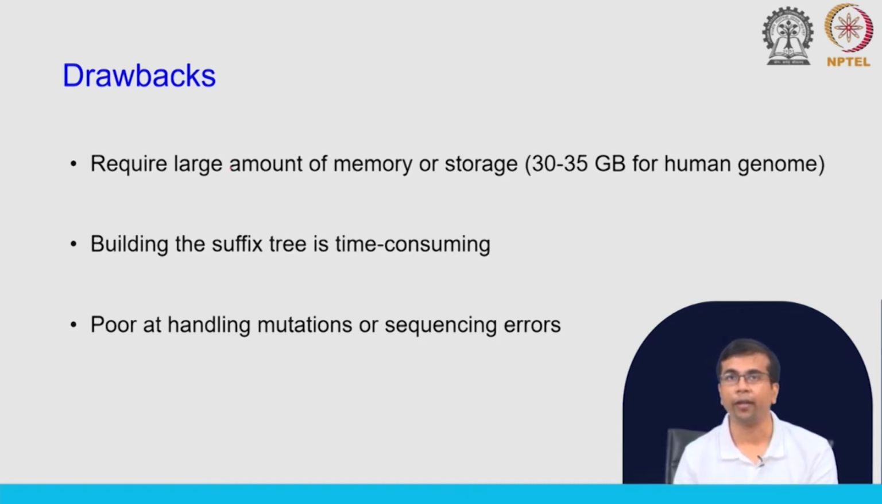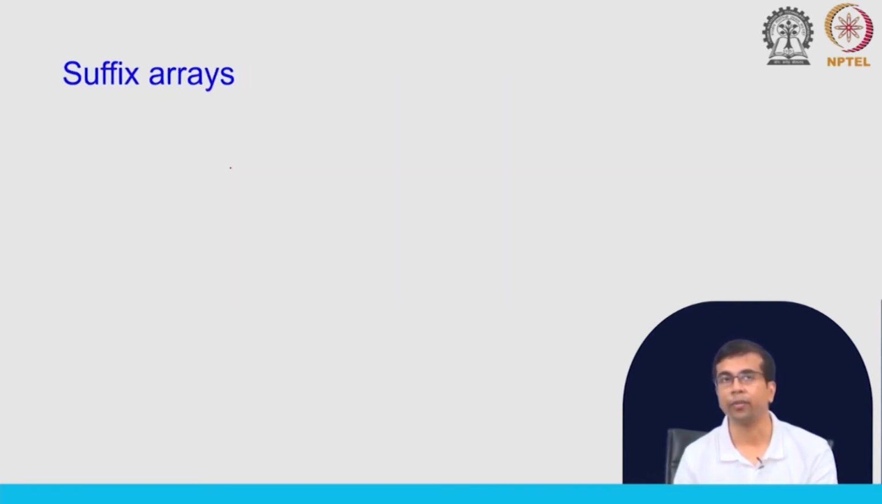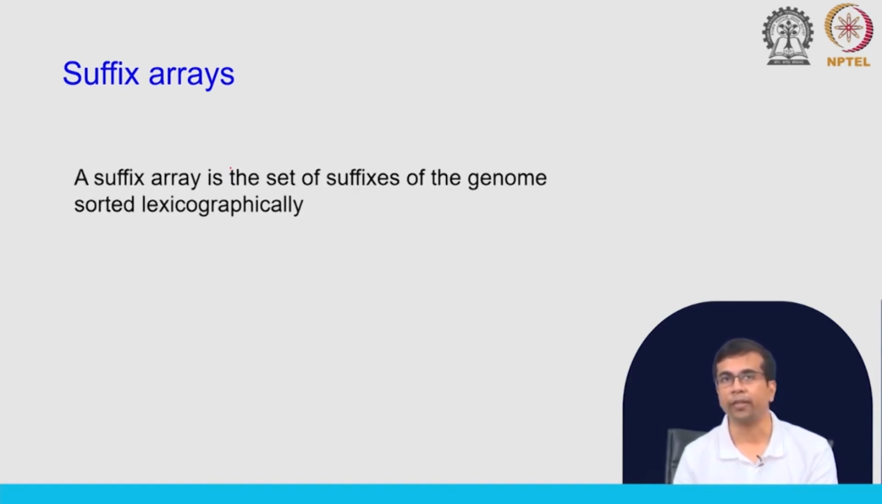So, can we reduce the amount of memory that we are using? Is there any way that we can reduce the memory usage, because this is a major limitation? Can we address some of these drawbacks, especially the first one? It turns out that there is a way, and it is through the use of suffix arrays. So, what are suffix arrays? This is again a set of suffixes of the genome that are sorted lexicographically. We will take examples and see how we actually build these suffix arrays.